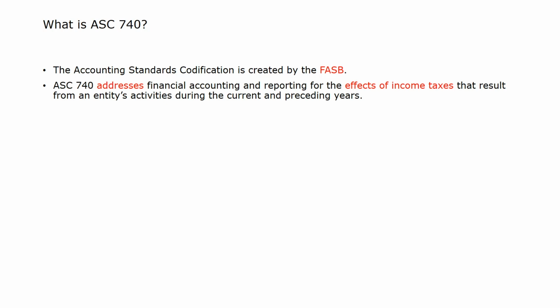Specifically, ASC 740 addresses the financial accounting and reporting for the effects of income taxes that result from an entity's activities during the current and preceding years. So the main points here: ASC 740 is very specific to income taxes, and we are going to account for taxes from the current year. And what a lot of people forget about is all of the preceding years as well. As long as those income taxes are in play, we need to account for those.